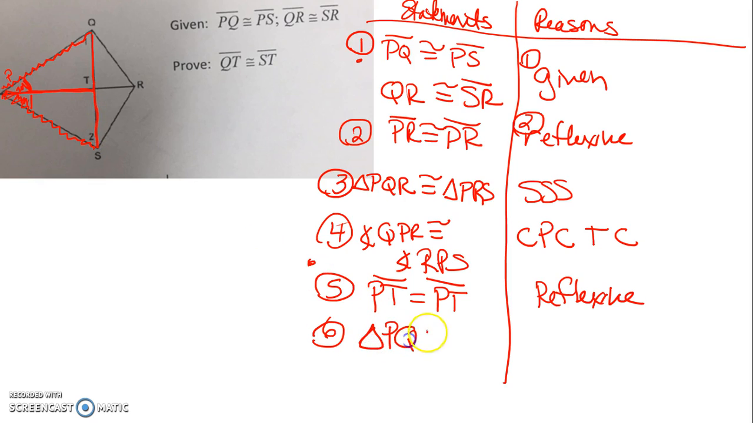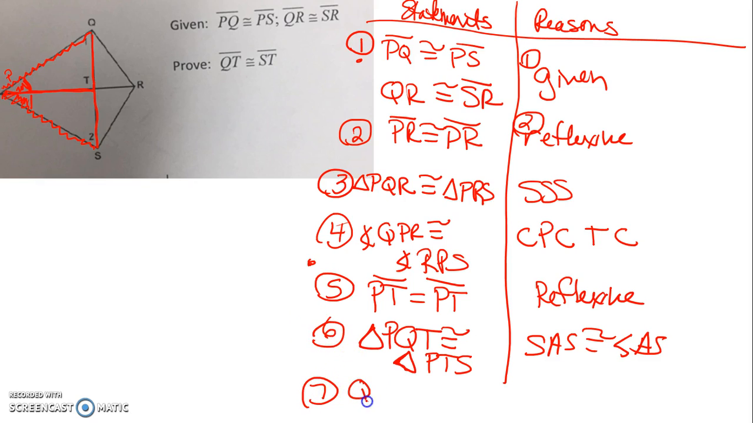Triangle PQT is congruent to triangle PTS, and that's by side, angle, side. All right, as soon as I know that, I now know that QT, that side, is congruent to TS or ST, either way. So now that I have that this triangle is congruent to this triangle, I automatically know that side must be congruent to that side. Awesome.